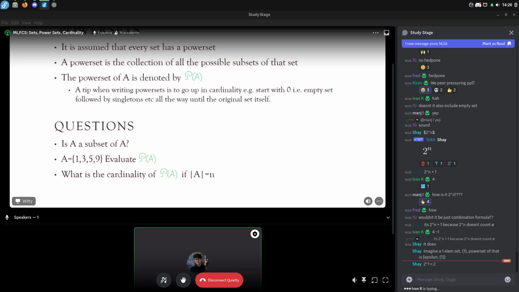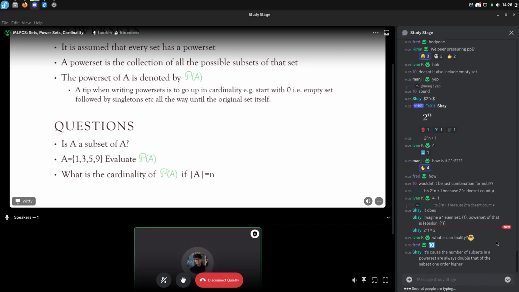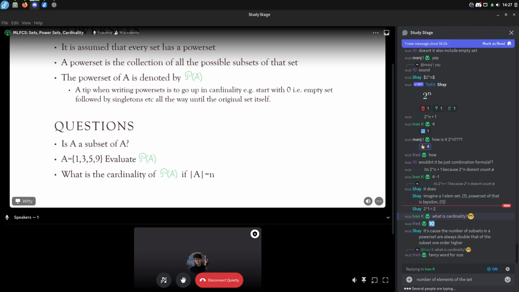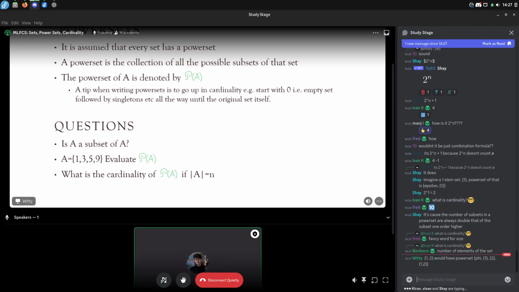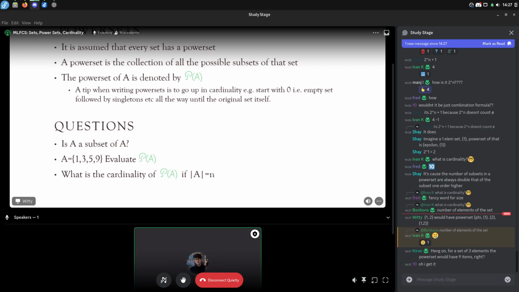So, I don't know, can you imagine one set power set? Yeah. So {1, 2} would have the power set: empty set, {1}, {2}, and {1, 2}, which means it has 4 things, and therefore it's 2 to the n. That's one example, but it's not 2 to the n plus 1, basically. Does everyone understand that?